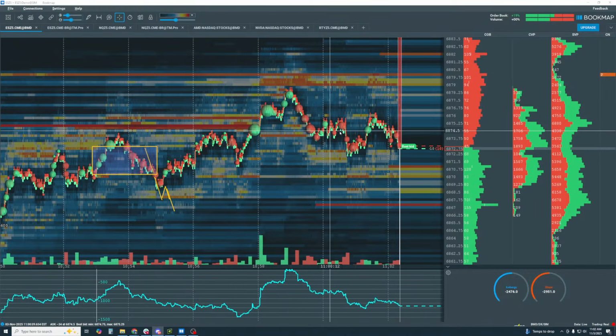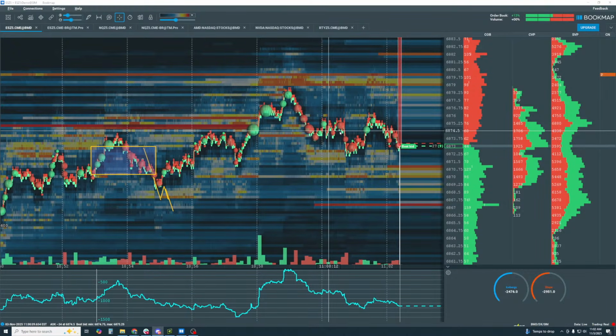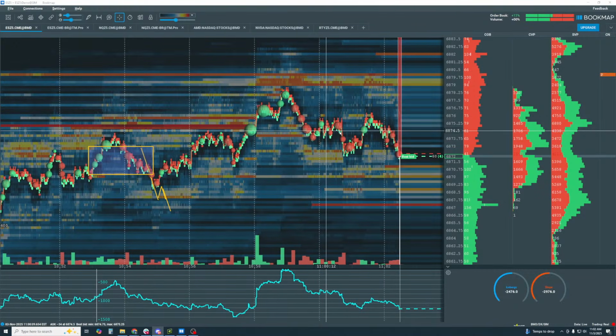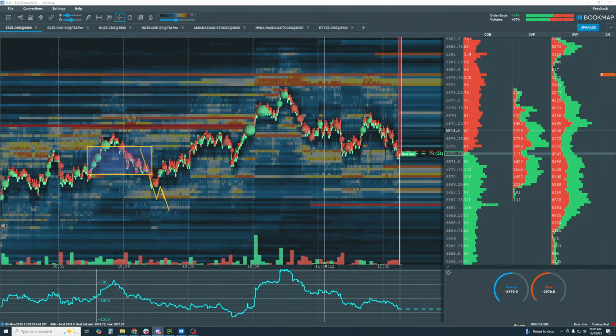Was it a higher time frame move? If it's a higher time frame move, on a higher time frame level, maybe you do want to hold it a little bit longer, or at least give it the chance for it.